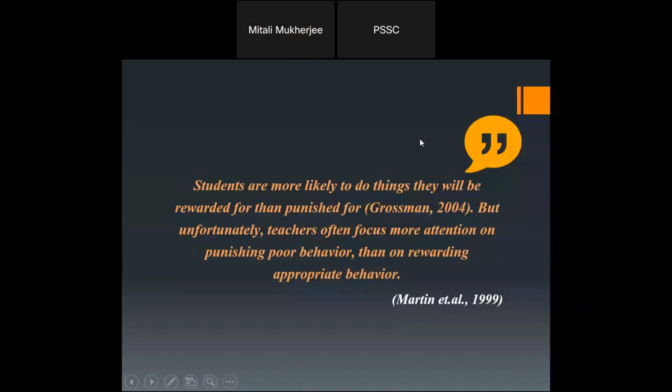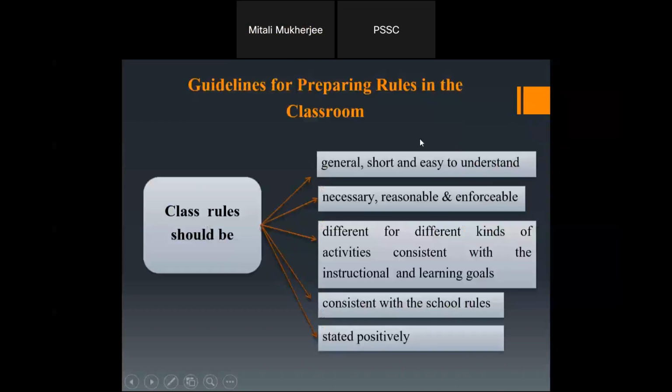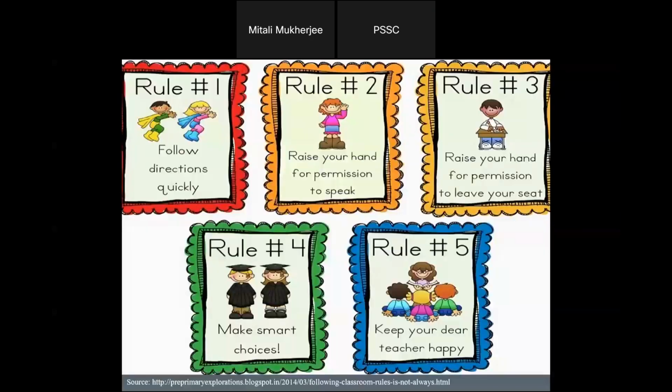Okay. Now, class rules should be general, short, easy, necessary, reasonable. Please, something which is reasonable and enforceable. Different for different kinds of activities, consistent and suitable. When preparing class rules, please prepare them along with your kids. You don't give the class rules, please.